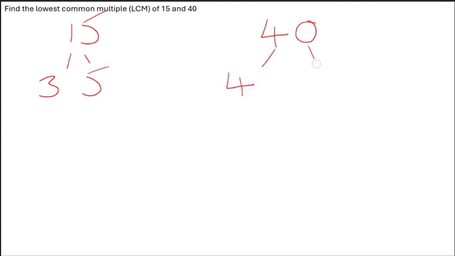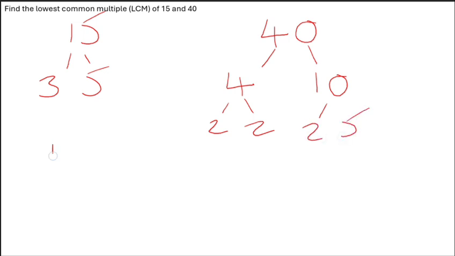So again, I'm going to write my numbers, 15 and 40, and put them into my prime factors, which gives me 3 and 5. For 40, I've got 4 and 10. 4 would become 2 and 2, and 10 would be 2 and 5.